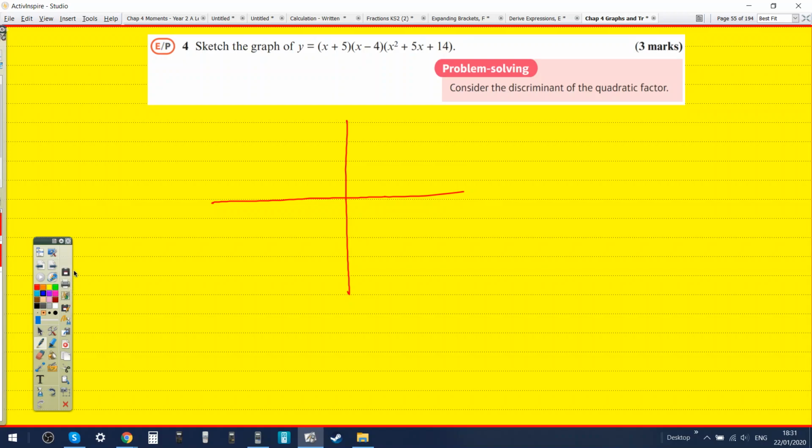Okay, so x crosses at -5 and +4. If you type the other one in the calculator, it gives you imaginary numbers, so it doesn't cross any other one. So this is a quartic, so maybe it's kind of like that a bit.